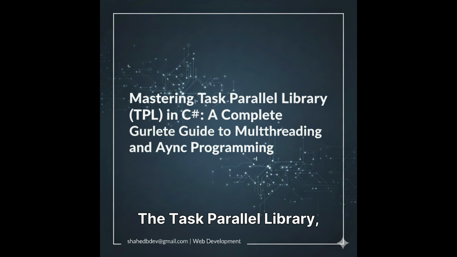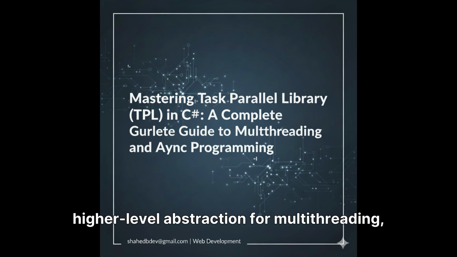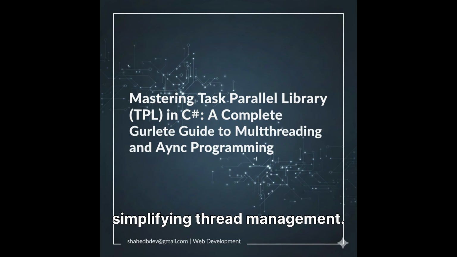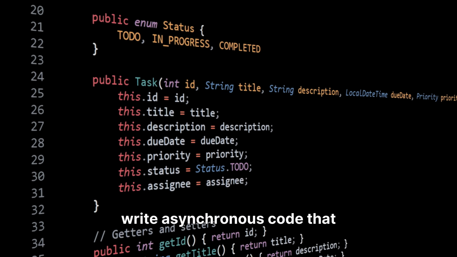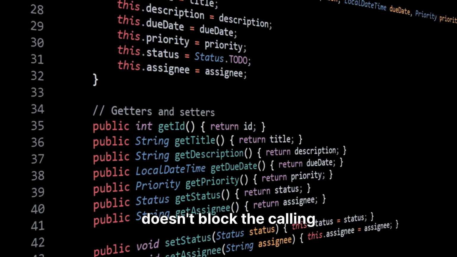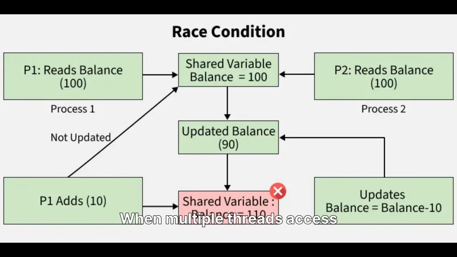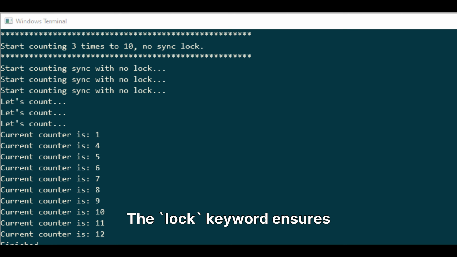The task parallel library, or TPL, provides a higher-level abstraction for multithreading, simplifying thread management. The async and await keywords are used to write asynchronous code that doesn't block the calling thread. When multiple threads access shared data, synchronization mechanisms are crucial to prevent race conditions. The lock keyword ensures that only one thread can access a shared resource at a time.